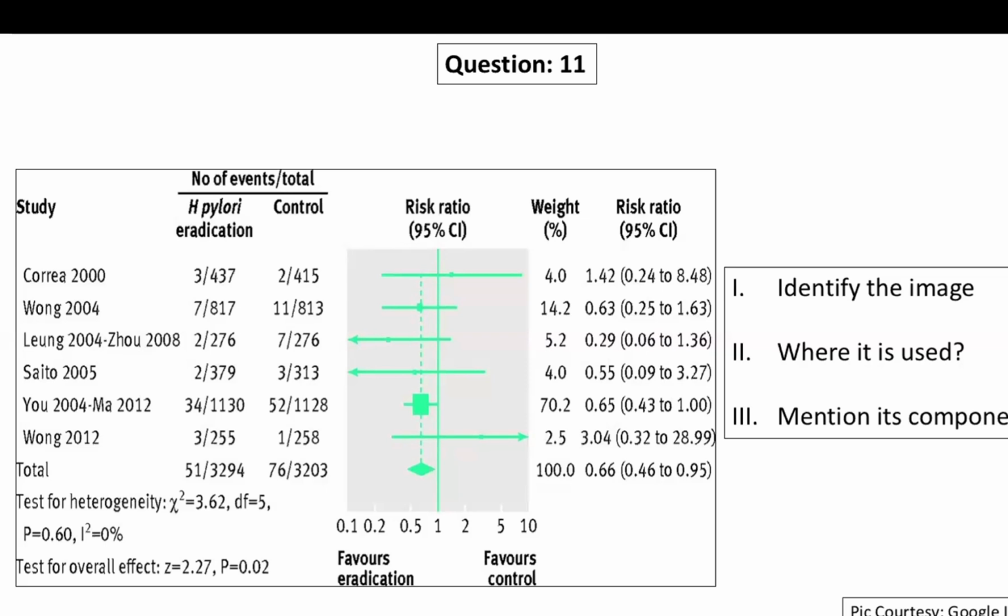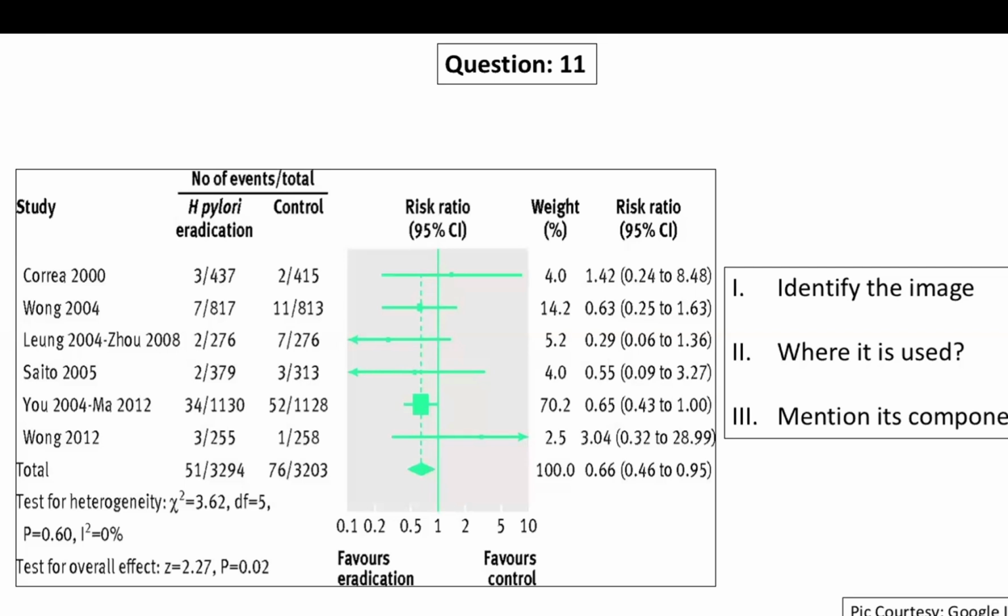Okay. Am I audible? Yes, sir. Okay. So in the midline, you have the graphical representation of this forest plot, and there is a straight line in the middle going from up to down. It is the line of null effect.